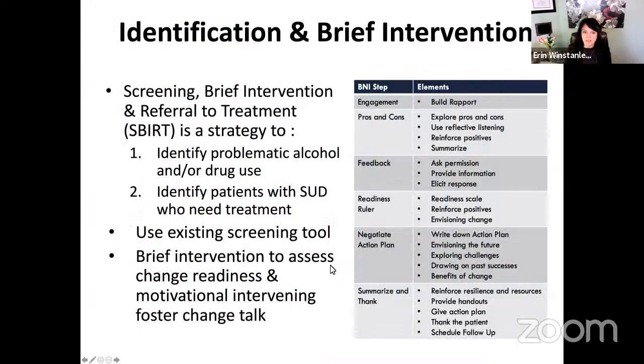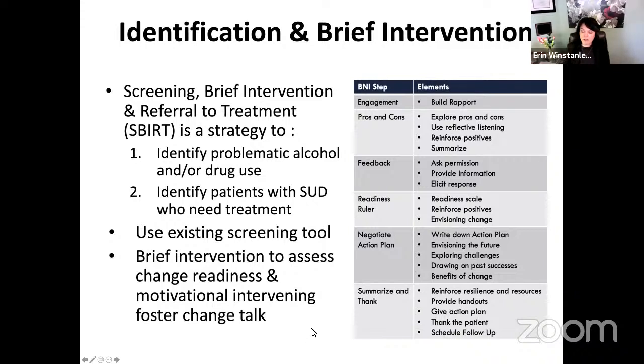What we're going to be doing today in the sessions is really focusing on identification and brief interventions and referral to treatment. This formal method, screening, brief intervention, and referral to treatment, is known by the acronym SBIRT. SBIRT is a strategy to identify problematic alcohol or drug use. It is also a tool that can be used to identify patients that potentially need treatment for a substance use disorder. As part of an SBIRT intervention, you can use existing screening tools, and you'll also engage in brief intervention to assess the patient's readiness for positive behavior change and using motivational interviewing to foster change talk.